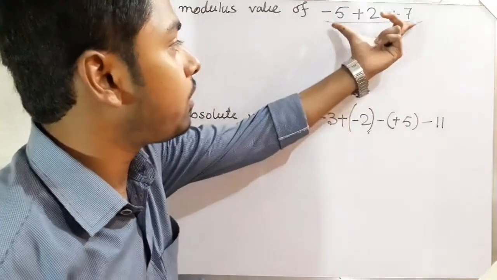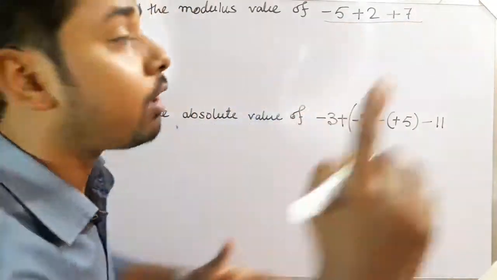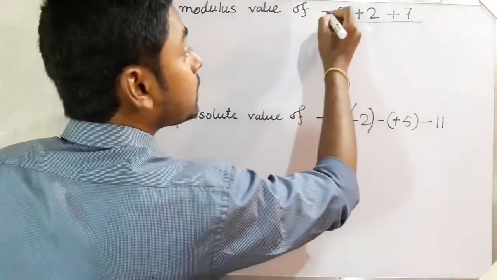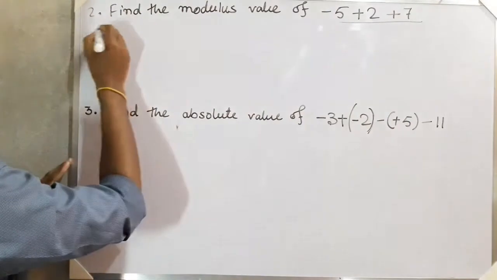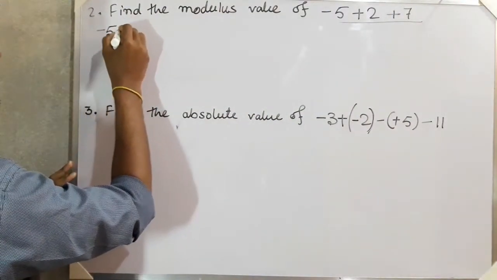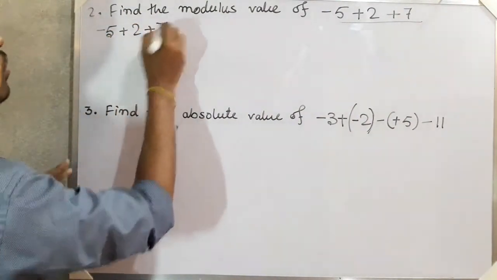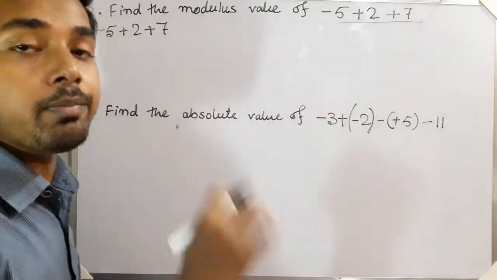Okay, so first question, find the modulus value of this thing. So how to find it? First of all, find the value of this thing. That means simplify it first. So minus 5 plus 2 plus 7. How to simplify it? Do simplify it first.